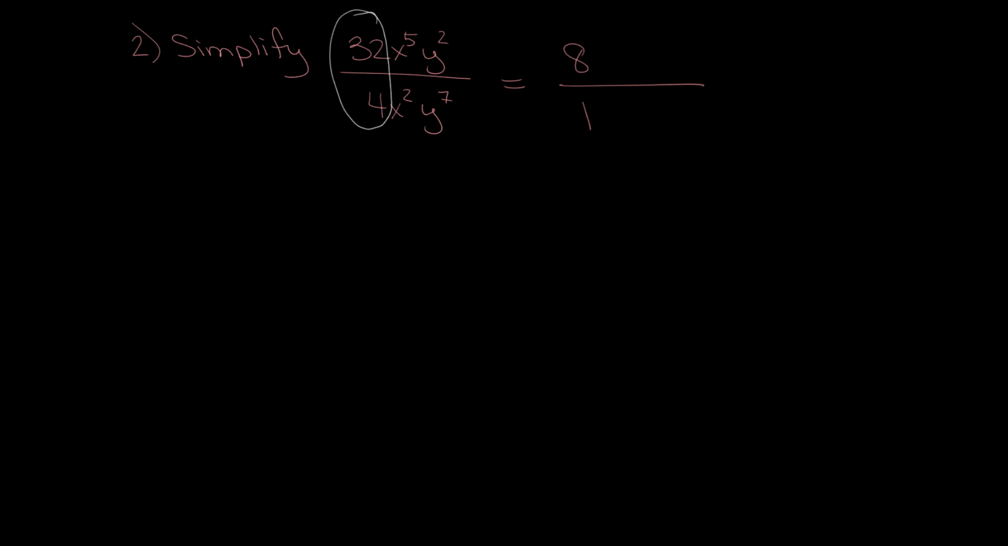Now I have 5 x's in the numerator and 2 in the denominator. So that means I have 3 more in the top than in the bottom. I have y squared over y to the 7th, which means I have 5 more y's in the denominator than in the numerator.